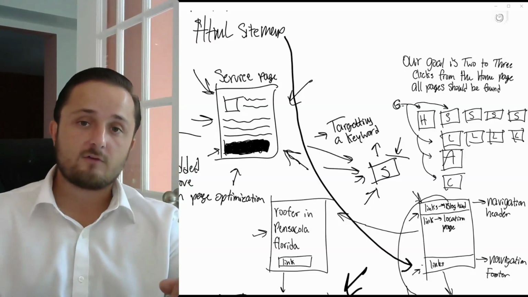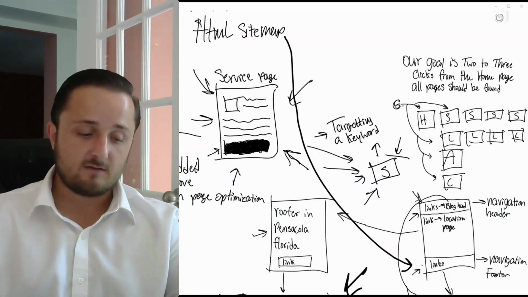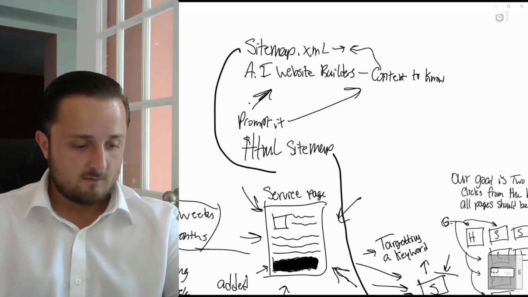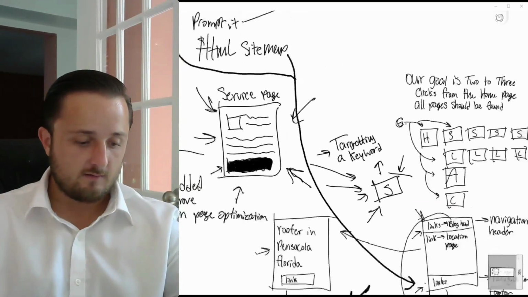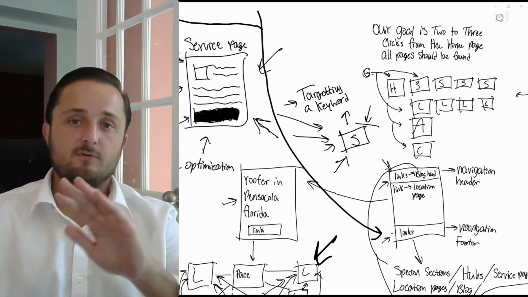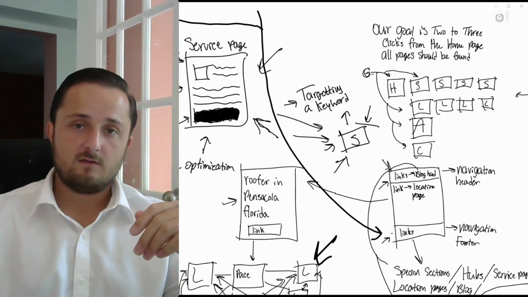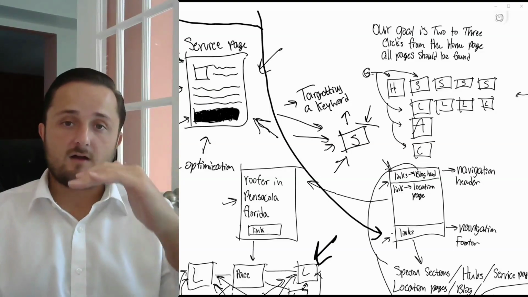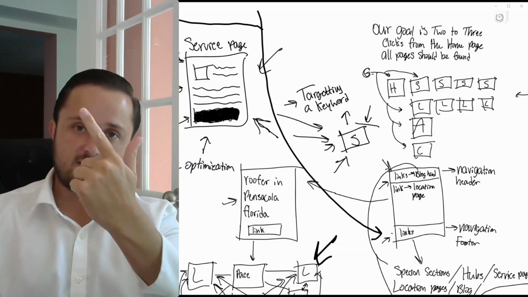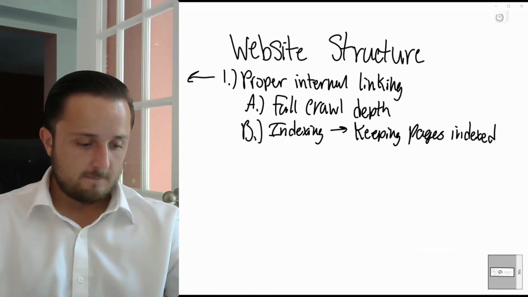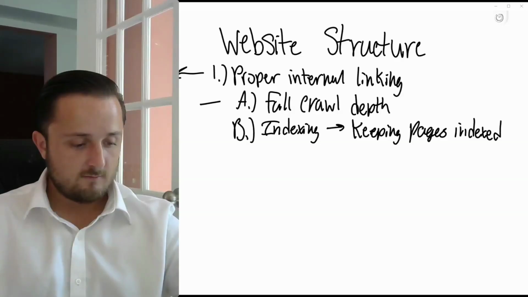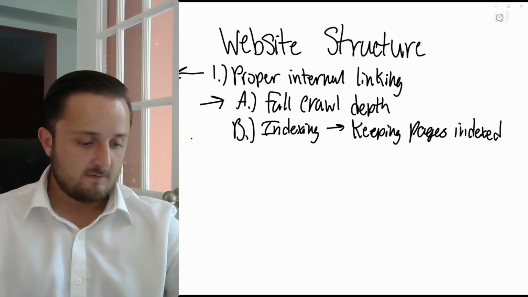Not only in the footer can we link to our HTML sitemap, we can also put our XML sitemap in there as well. So whenever Google does come by and crawls our homepage and puts all of those links into a queue, we can have it queue up our HTML version of our sitemap and our .xml version of our sitemap. So this proper internal linking will not only help with our full crawl depth, this will also help with our indexing.